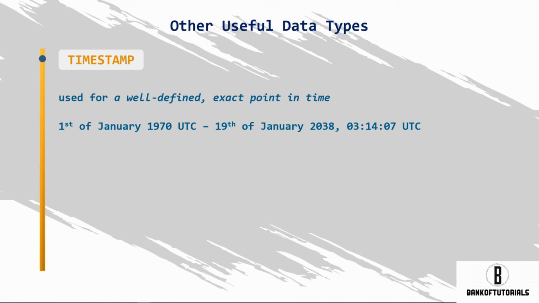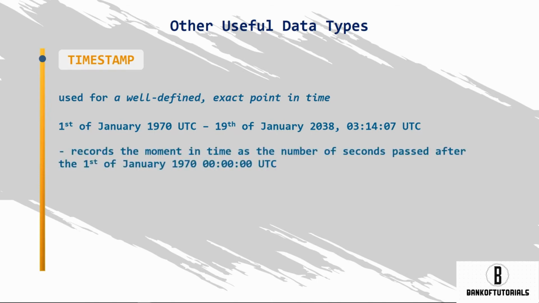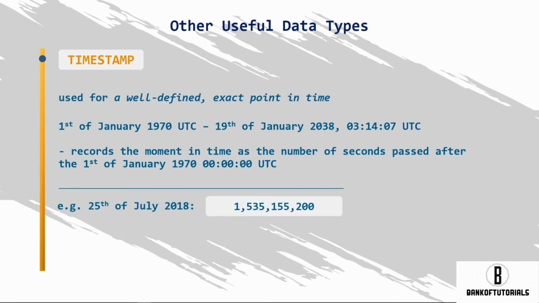Well, timestamp records the moment in time as the number of seconds passed after the 1st of January 1970, 0 o'clock in the morning. So, for instance, the 25th of July 2018 will be equal to more than 48 years, or 1,535,155,200 seconds, to be precise. Wow! What does that trick allow us to do?